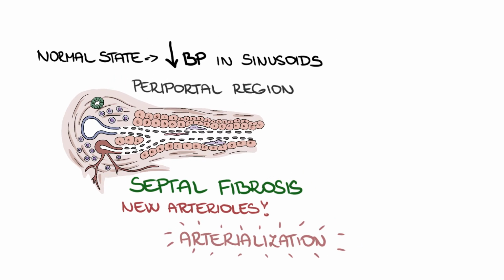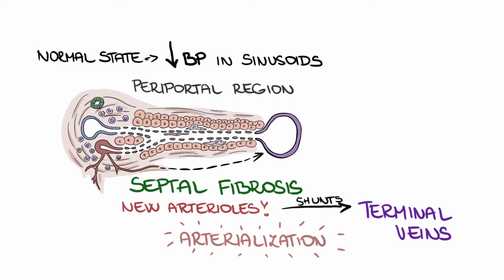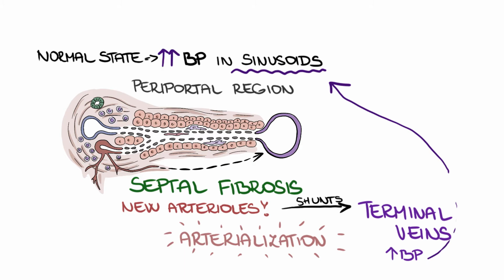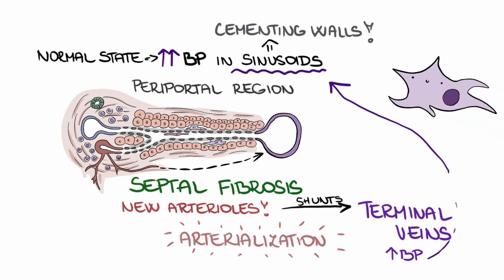After that, new shunts start to develop between these new arterioles and terminal veins. As a result, blood flow bypasses liver parenchyma, elevates blood pressure in terminal veins, and retrogradely in liver sinusoids. The sinusoids react to this hypertension by literally cementing their walls. They close the fenestrations, and stellate cells start to produce even more collagen.